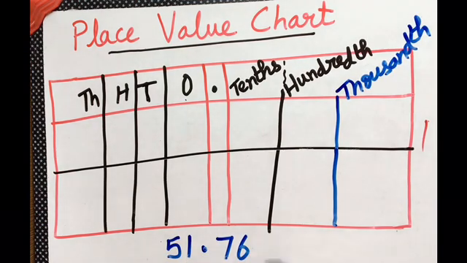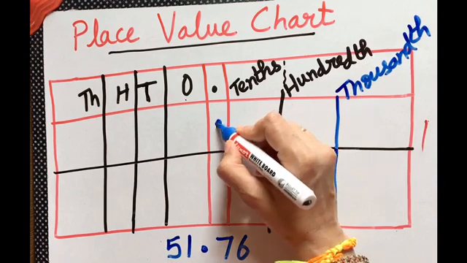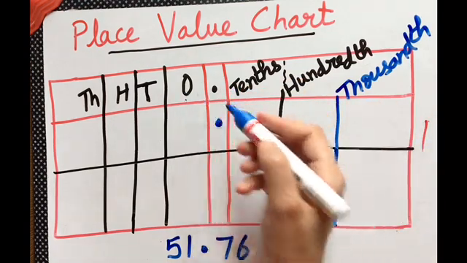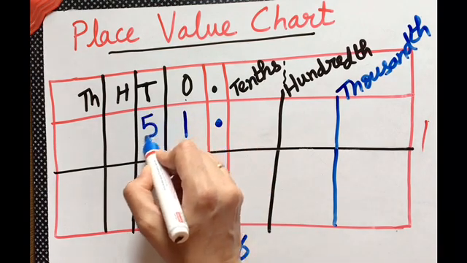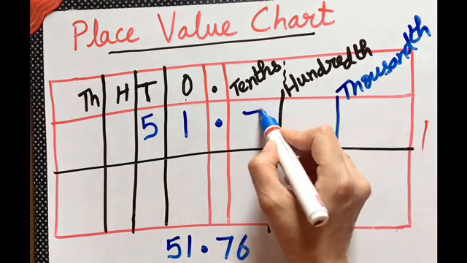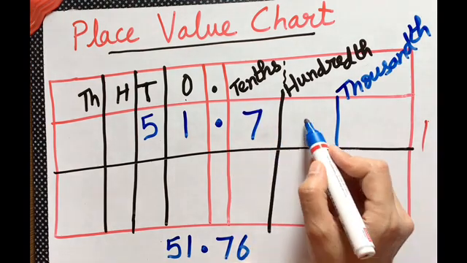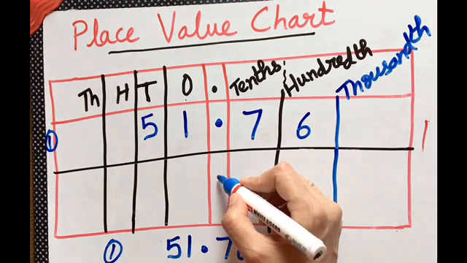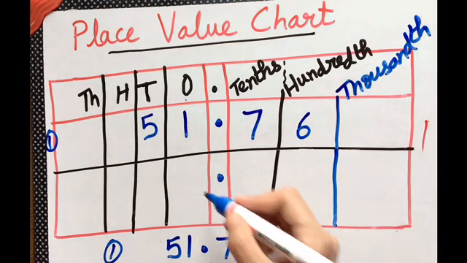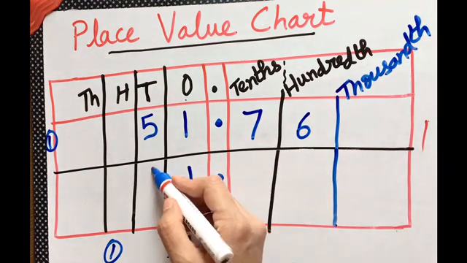Fine. So let us take any number, 51.76. How are we going to write it in the place value chart? So we always start with the decimal point. So 1 is at the ones place and 5 at the tens place. Similarly 7 at the tenth place and 6 at the hundredth place. So this is 51.76. If you want to write it in words, this is how you are going to write it.